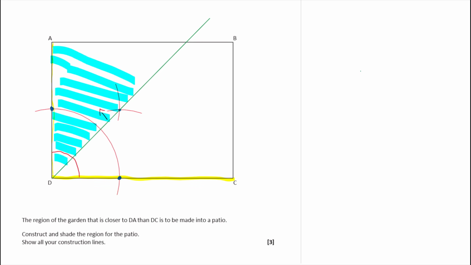Okay, so this area here is going to be closer to DA than it is to DC because the points on the line are equidistant. So if it's nearer DA than the equidistant point, they must be closer. Okay, so it's going to look something like that.